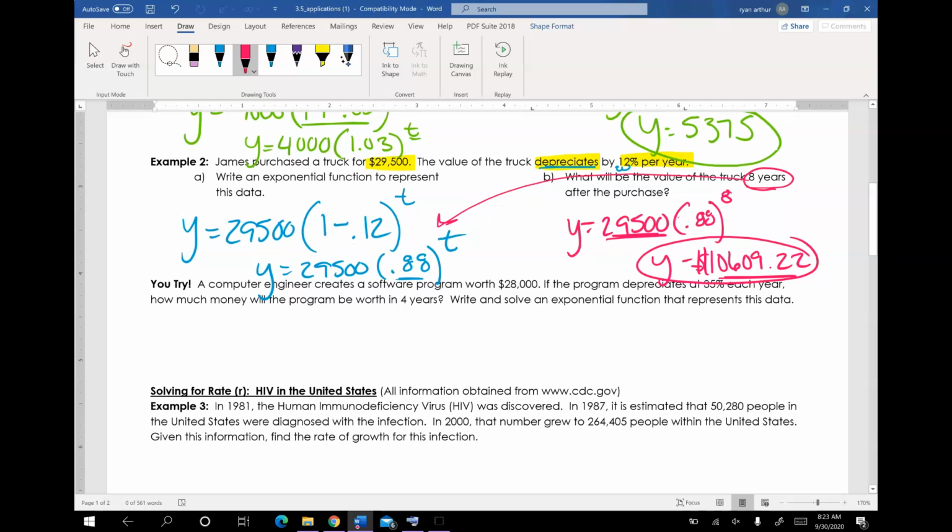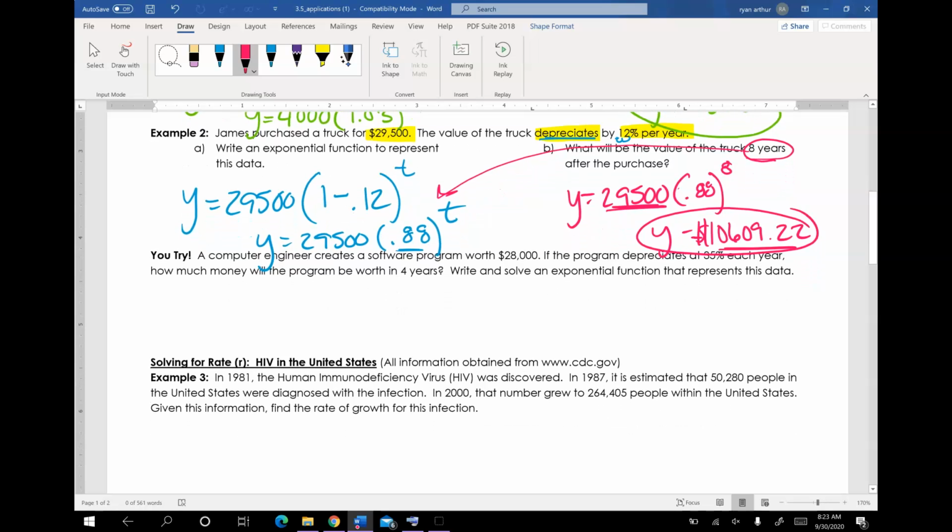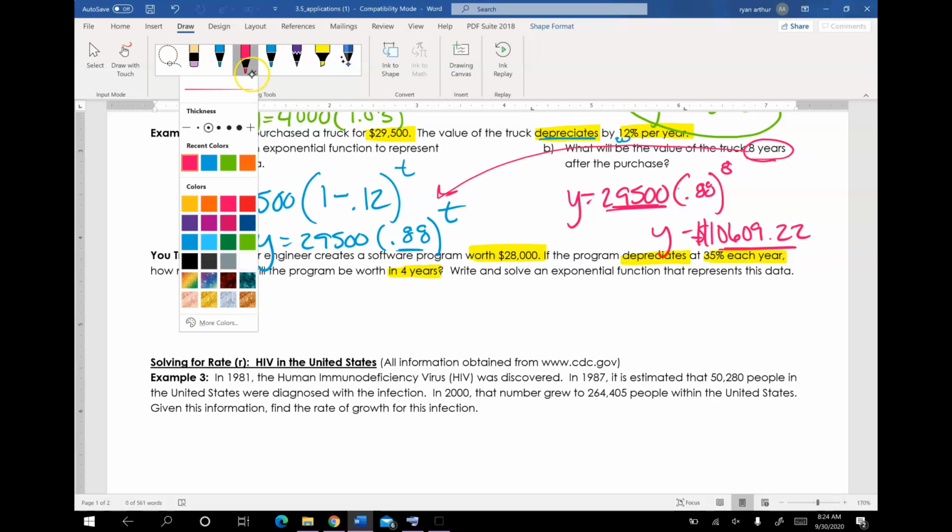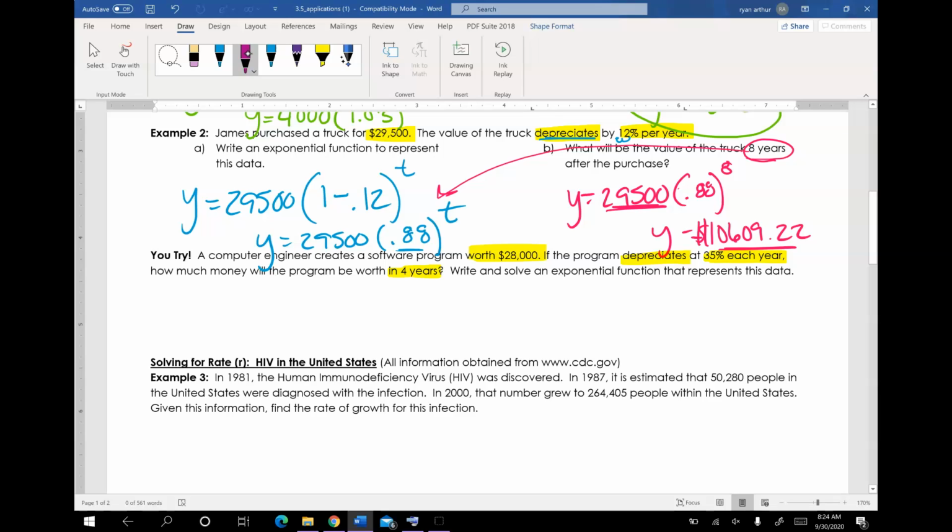All right. Next one, a computer engineer creates a software program worth $28,000. The program depreciates at 35% each year. How much money will the program be worth in 4 years? Okay, let's go ahead and solve this. So it is saying a computer program is worth, so that means right now it is $28,000. He creates it. That's initial. When you create something, that's the beginning.